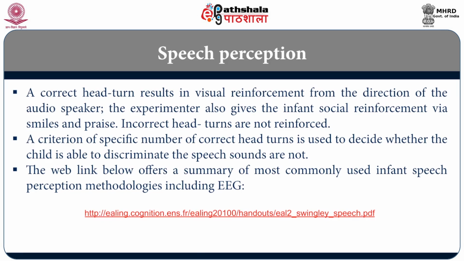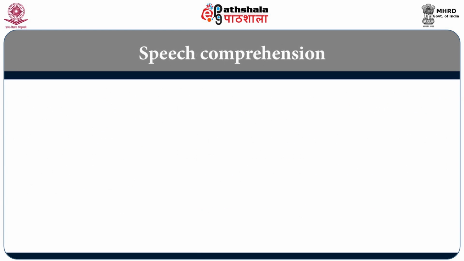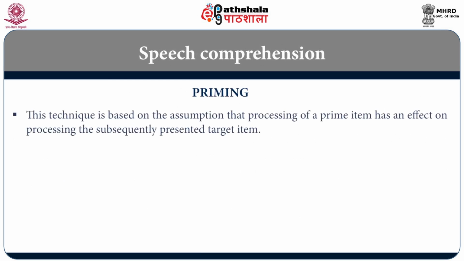What about perception is rudimentary, being able to distinguish pa from ba. But what about the slightly higher level, word comprehension of meanings? Here, the methodology used is called priming. This technique is based on the assumption that processing of a prime item has an effect on processing a subsequently presented word. See this on the screen.